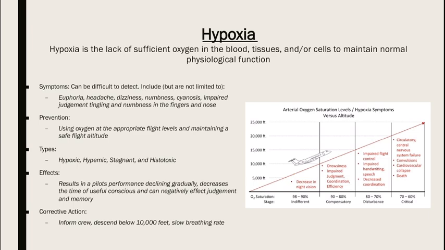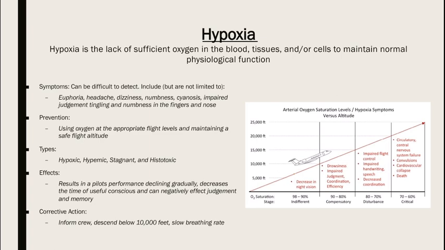So there are 4 types of hypoxia. We have hypoxic, hypemic, stagnant, and histotoxic. So hypoxic hypoxia is pretty much just the insufficiency of oxygen available to the lungs. As the atmospheric pressure decreases as we fly upward, the partial pressure of oxygen decreases as well. The percentage of oxygen in the air stays the same, but the molecules don't have the pressure to drive the oxygen into the respiratory system. This is simply caused by the reduction of partial pressure at high altitude.